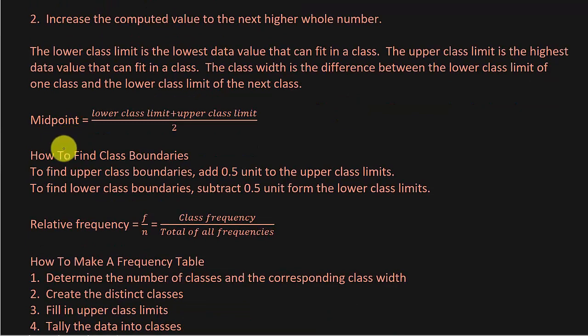Midpoint. The midpoint of the class is the lower class limit plus the upper class limit divided by 2. That's how you find the midpoint between two numbers: you add the two numbers together and divide by 2. And then to find class boundaries, to find upper class boundaries, add 0.5 unit to the upper class limits. To find lower class boundaries, subtract 0.5 units from the lower class limits.